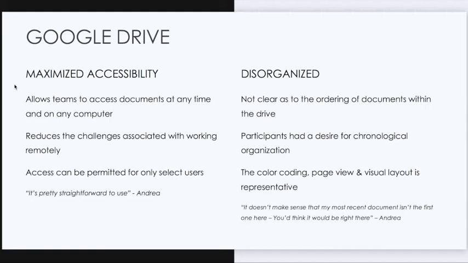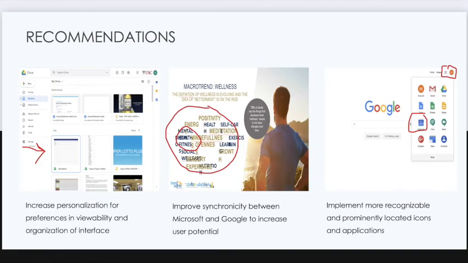"And it doesn't make sense that my most recent document isn't the first one here, and you'd think it would be right there." So the same user found that the organization, as I mentioned, was not as intuitive as they would have liked. So that takes me right into my recommendations. So the first one I've noted, that's what the arrow is pointing to, is not the most recent document that's been accessed. And so this is confusing unanimously, really, by all of our participants.